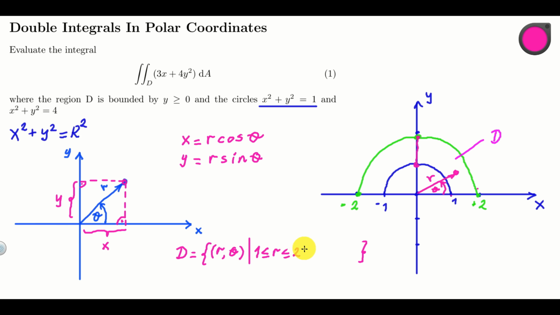How about theta? Well, if we fix r, we can see that theta goes from 0 in radians to pi in radians. And so let's write it over here. Theta is in the interval from 0 to pi. And that's it.